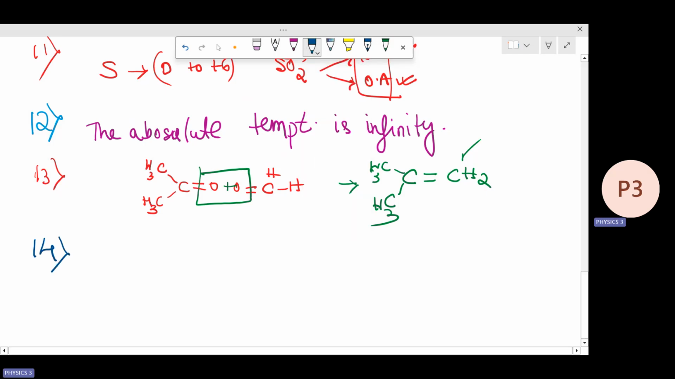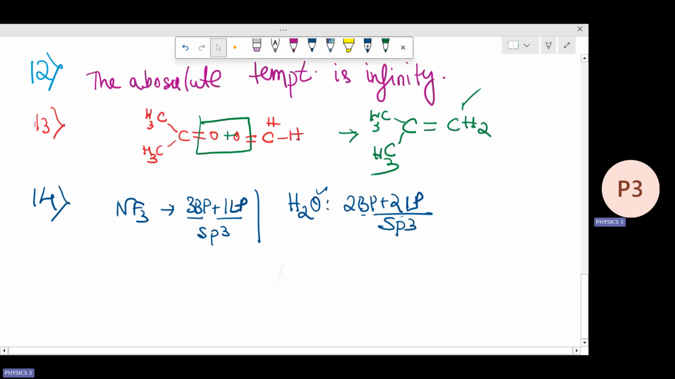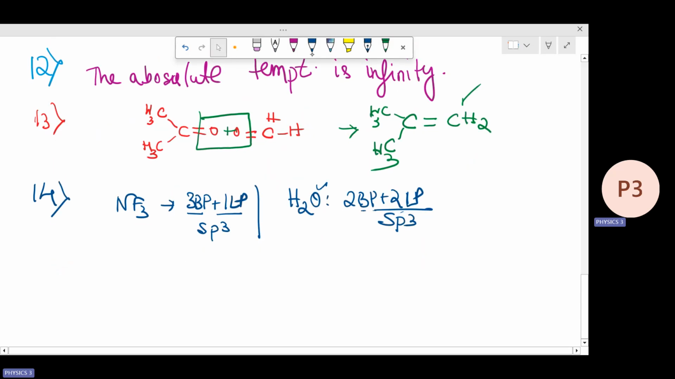In question number 14, they are asking us which species have sp3 hybridization. When we talk of NF3, there are 3 bond pairs and 1 lone pair, so overall it will give me sp3. Same for H2O. The central atom is oxygen, with 2 bond pairs plus 2 lone pairs. It will also give me sp3. So NF3 and H2O is the correct combination.